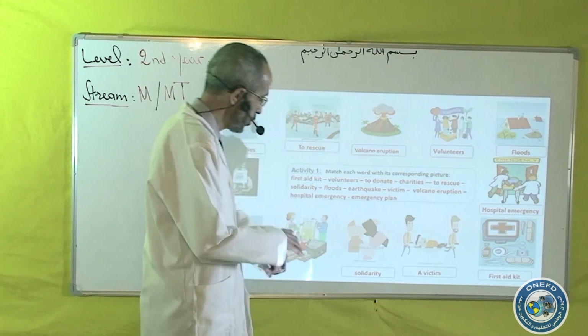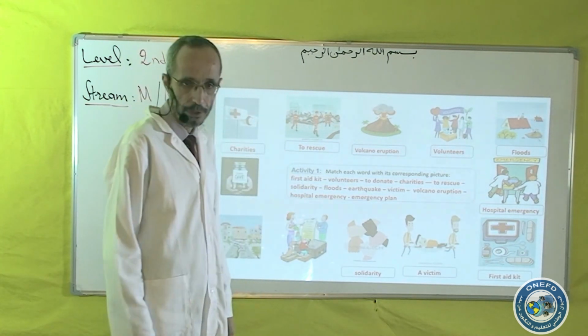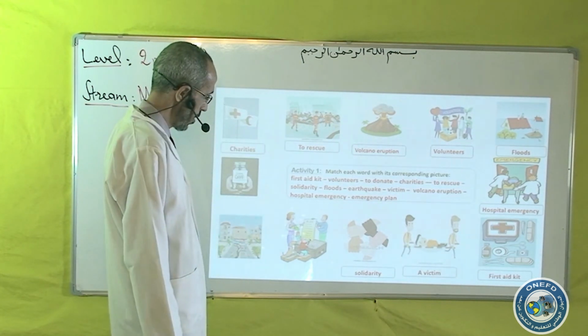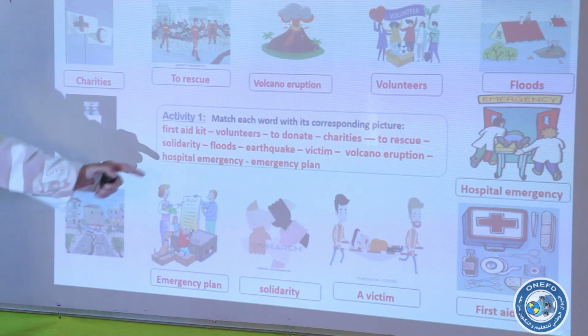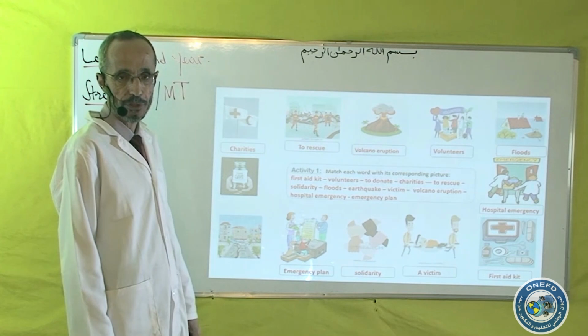Look at the hands, which are all together. This is called solidarity circle. They symbolize solidarity. Picture number 10, an emergency plan. Look at the family here. They are making a plan in case of an emergency.